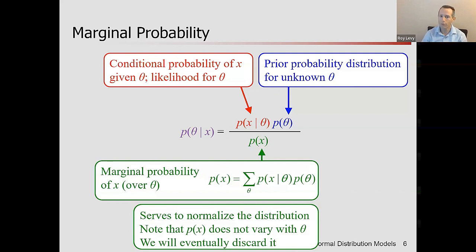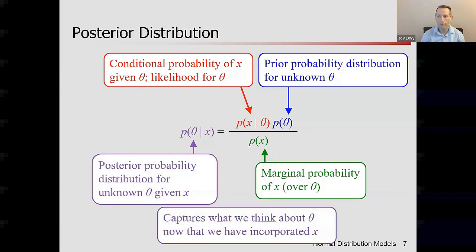So those are the three terms on the right-hand side. The real action is in the numerator. The term in red is the distribution of data given parameters, and the term in blue is the prior distribution for those parameters. Putting them together yields on the left-hand side now the answer in a Bayesian analysis, the posterior probability distribution for the unknown parameter theta given the data x.